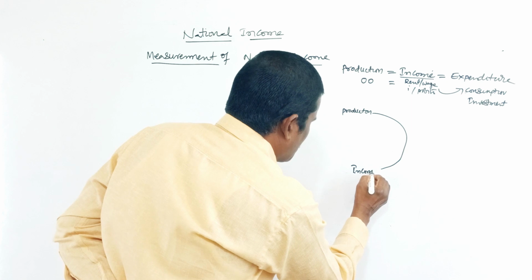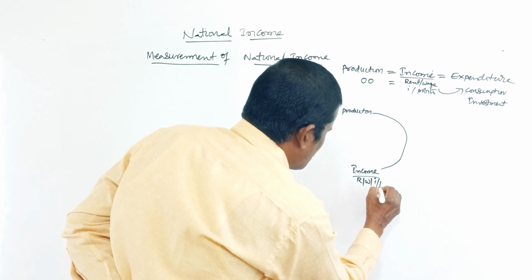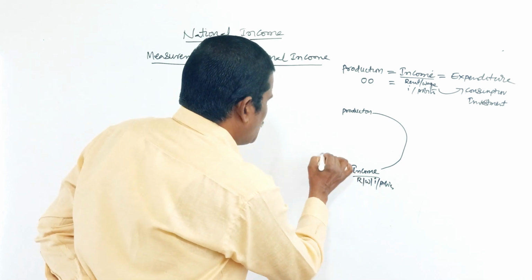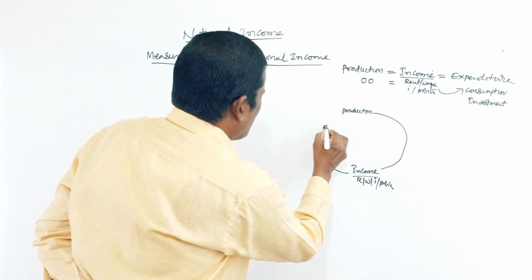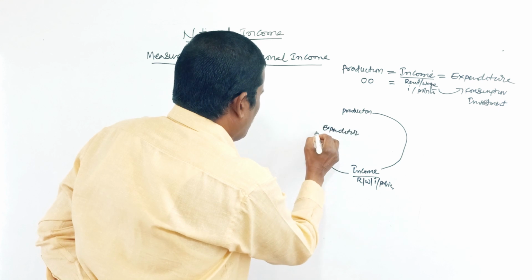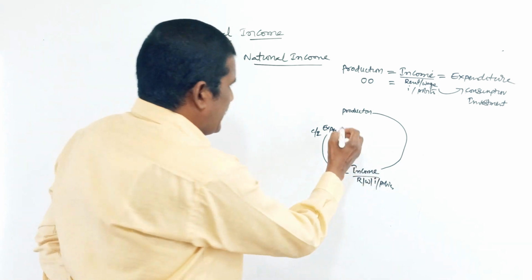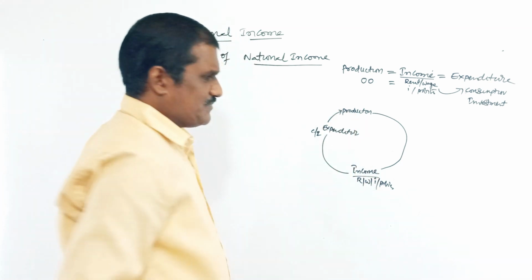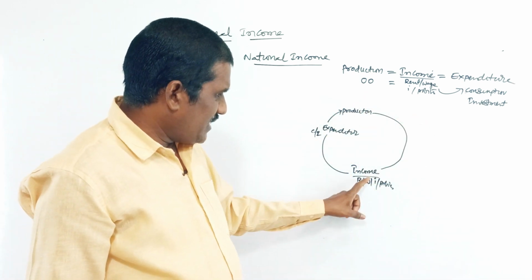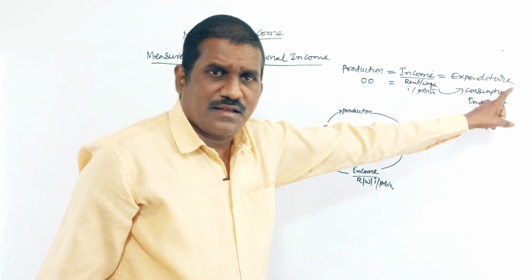Production is converted into income. Income means rent, wages, interest and profits. Okay, so the income is again changed into expenditure. Expenditure is in the form of consumption and investment. Then the expenditure goes to production. What is going on? It goes around between production, income and expenditure. So production is equal to income, and income is equal to expenditure.